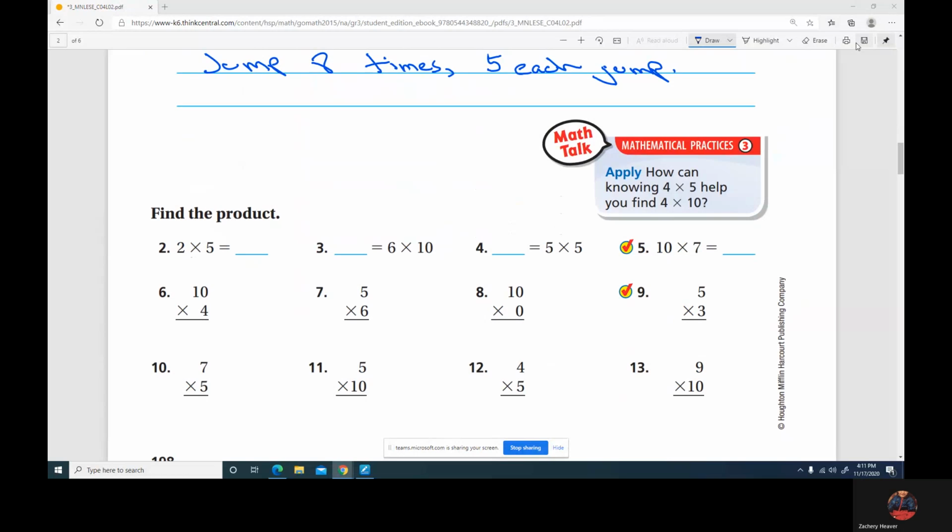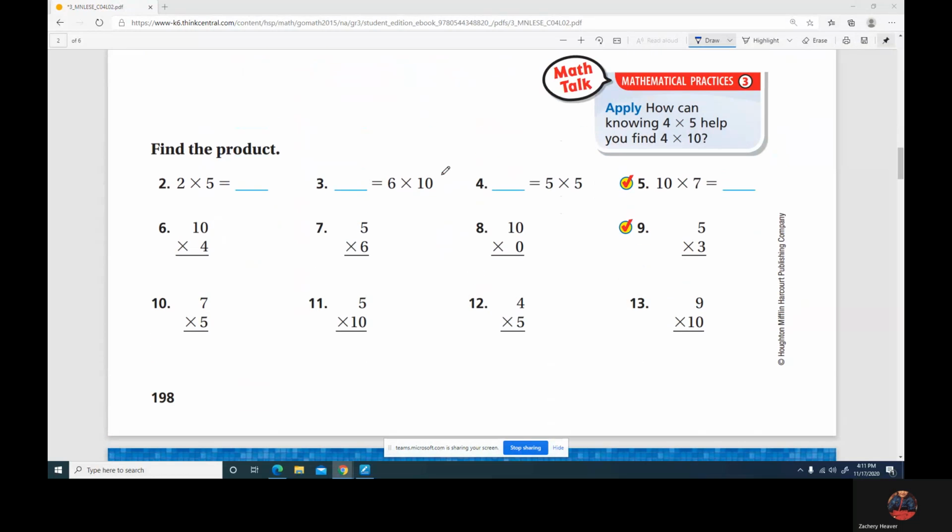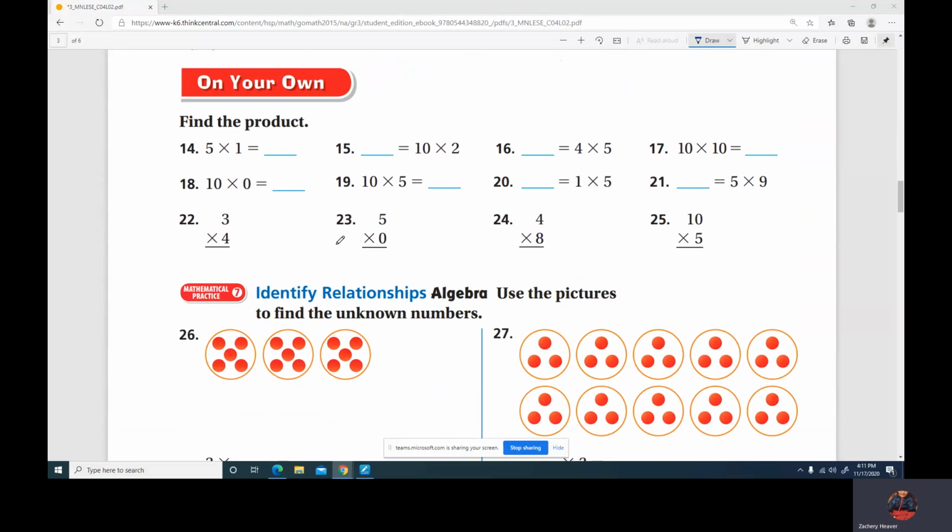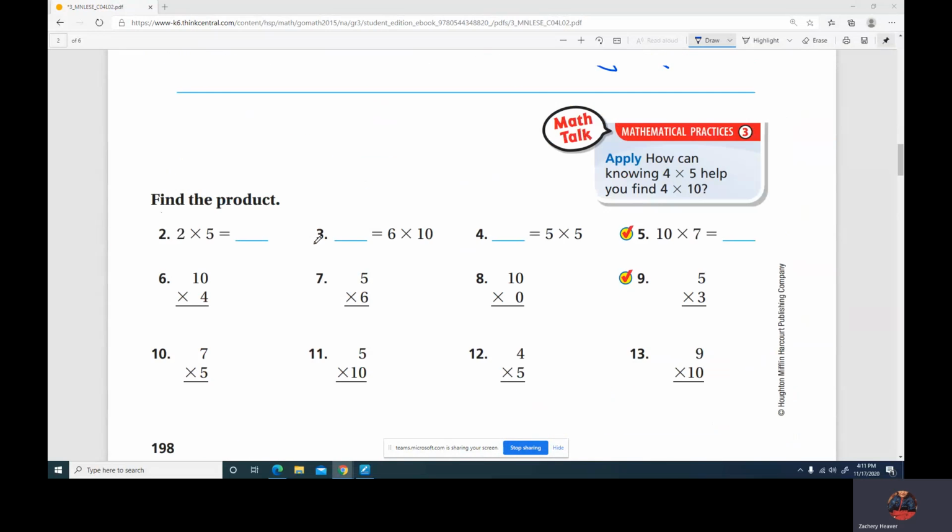This, guys, you guys can do by yourself. Actually, no, I'll let you guys do the on your own part by your. No, I'll do that all with you.